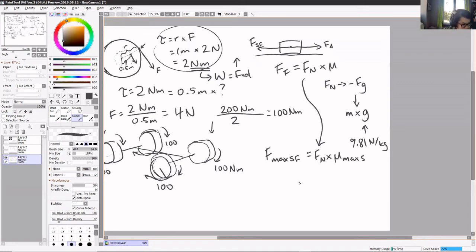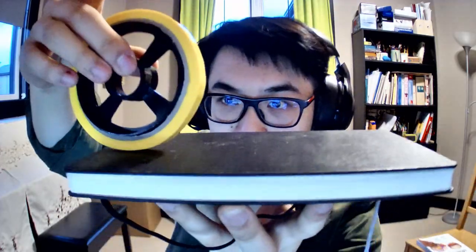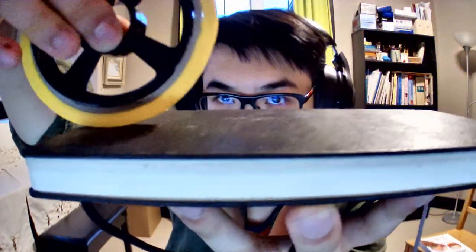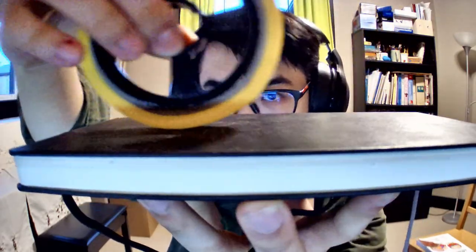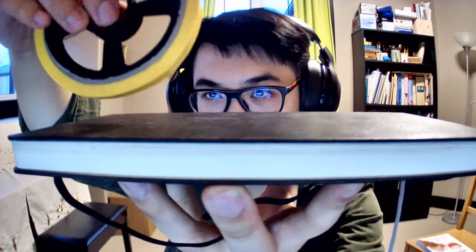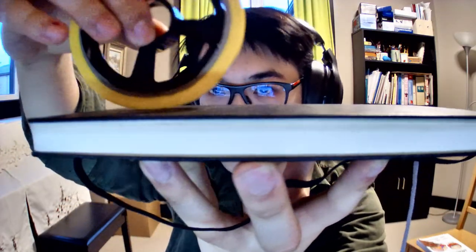Here, I have an example for you. We have a wheel here. Normally, when you roll a wheel on the ground, the wheel rolls like this. And if you look closely, the point of contact between the wheel and the ground is stationary, meaning the wheel doesn't move relative to the ground. This is when the static friction force is greater than the applied force on the wheel.